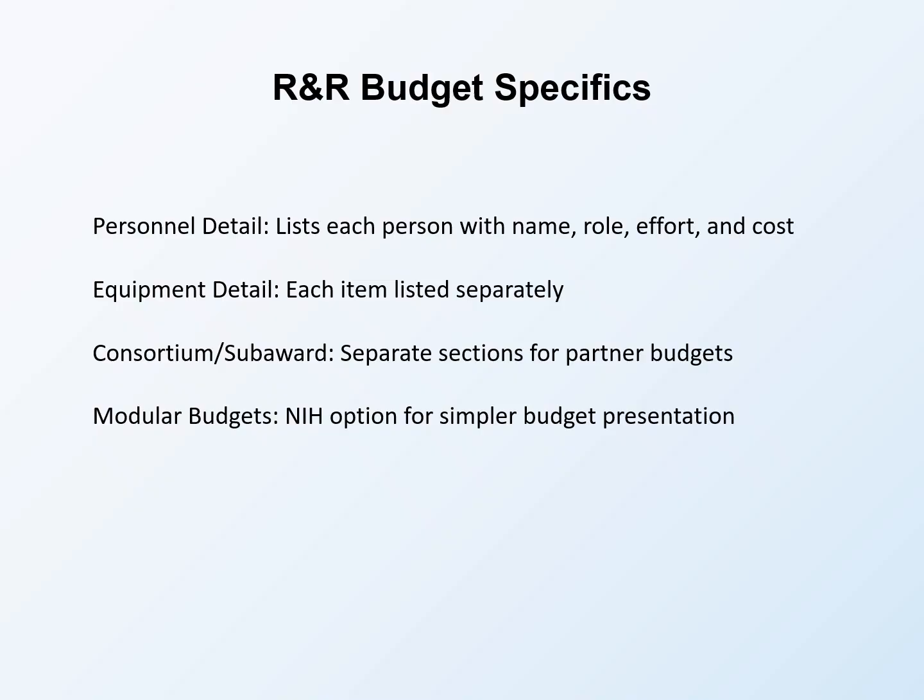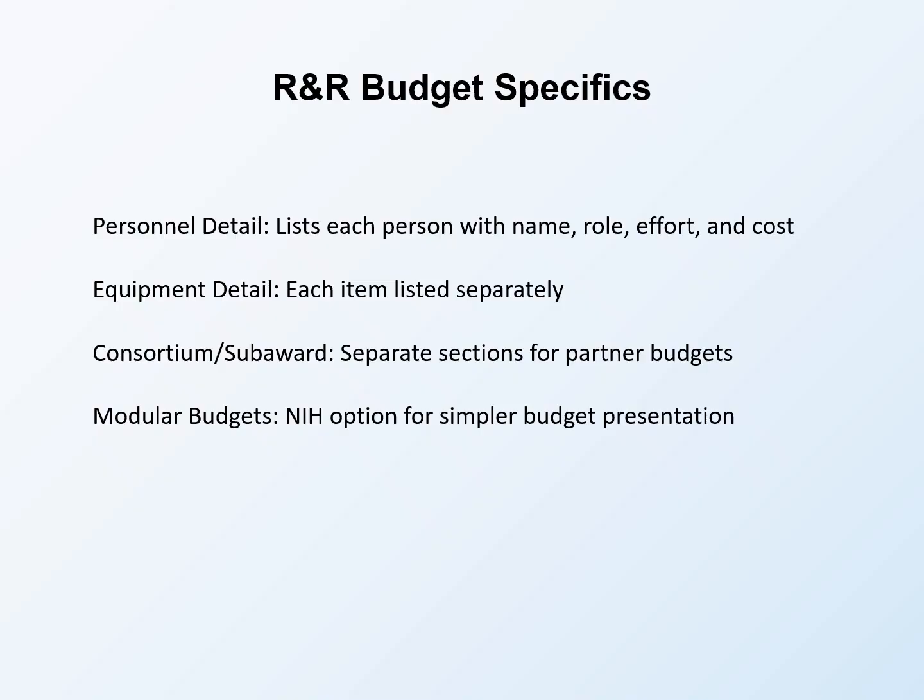Consortium and sub-award sections provide separate budget presentations for partner institutions. Each major subrecipient typically completes their own R&R budget pages that attach to your application. This approach provides detailed visibility into partner costs.